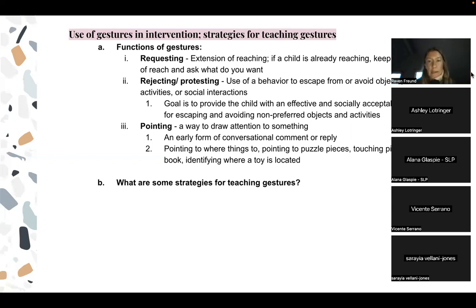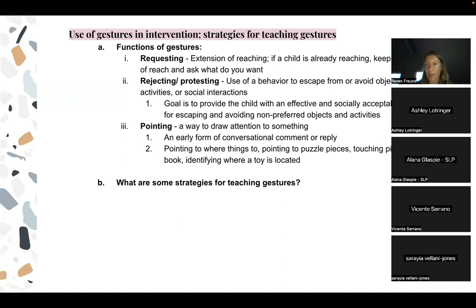Rejecting or protesting, use of a behavior to escape from or avoid objects, activities, or social interactions. So the goal with this is to provide the child with an effective and socially acceptable strategy for getting out of stuff that they don't want to do, right? If a kid doesn't want to do something and they just throw their cup on the ground, well, how socially acceptable is that?